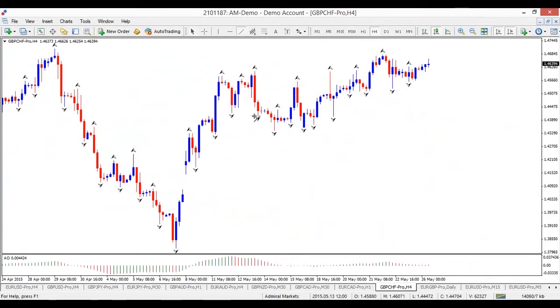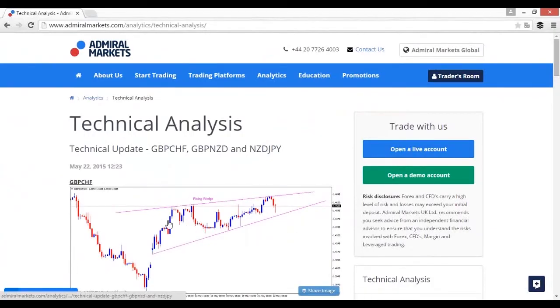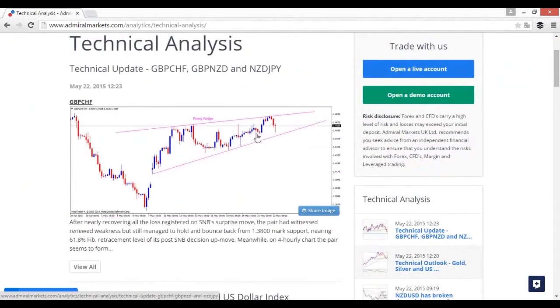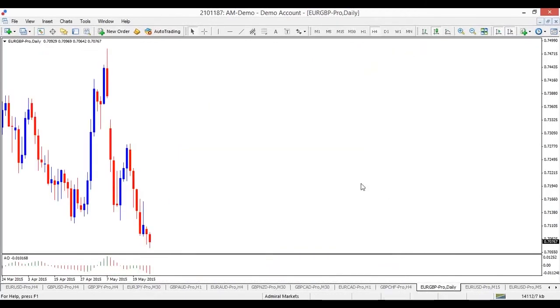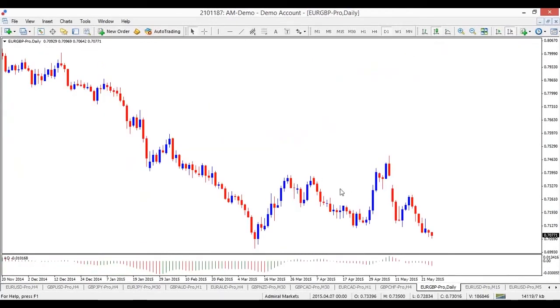The pound Swiss, if you looked at the analysis part of the website on Admiral Markets today, showed the pound Swiss in a rising wedge, and that looks indeed very true. Good analysis indeed to me. Same thing, I totally agree. It looks like a rising wedge. Not so interesting here, for the moment I wouldn't be looking at the pound Swiss. Euro pound right at the bottom doesn't look that appealing.